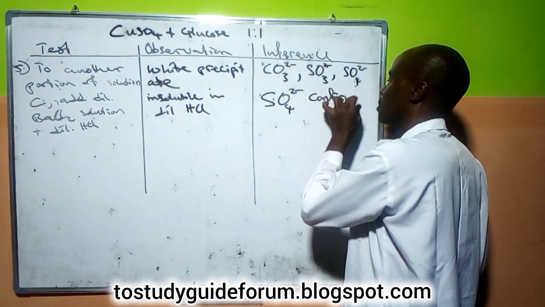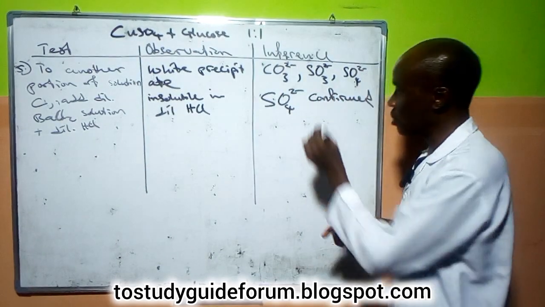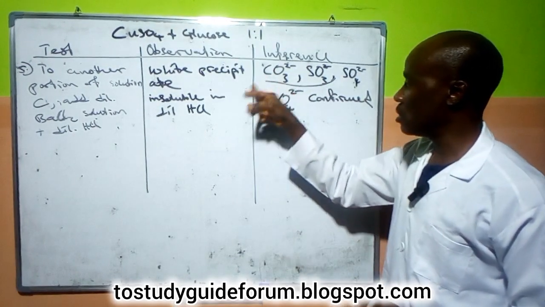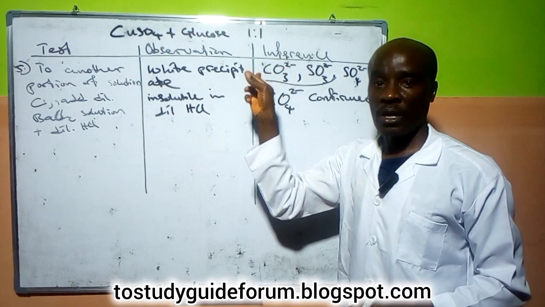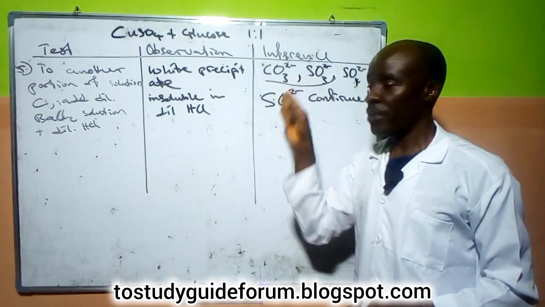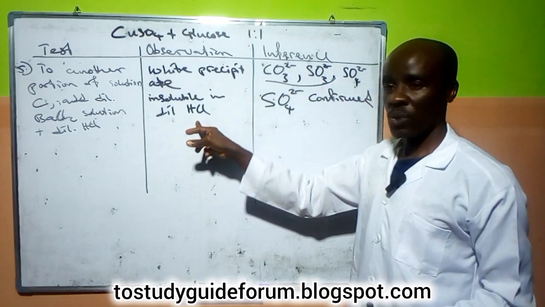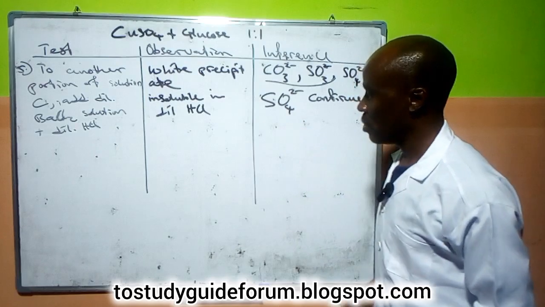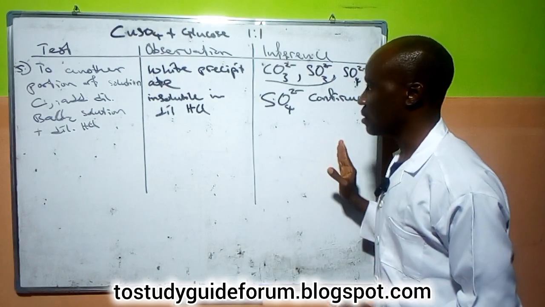Now, these other ones, these two, will give you soluble. They will be soluble. This one will dissolve to liberate carbon dioxide. This one will liberate sulfur dioxide. But with this one, nothing. The hydrochloric acid will not have any effect on it. So that's why that will be the last test.